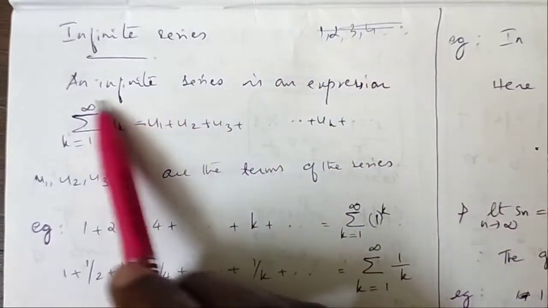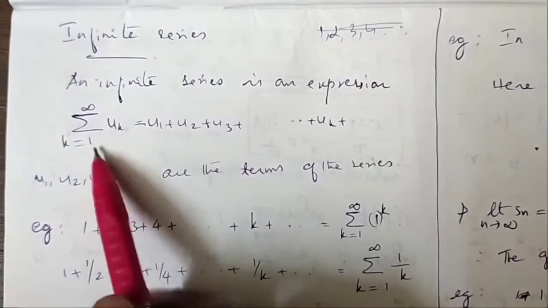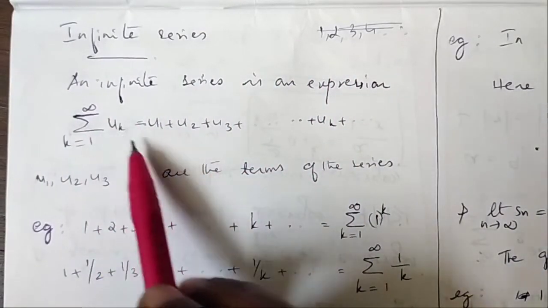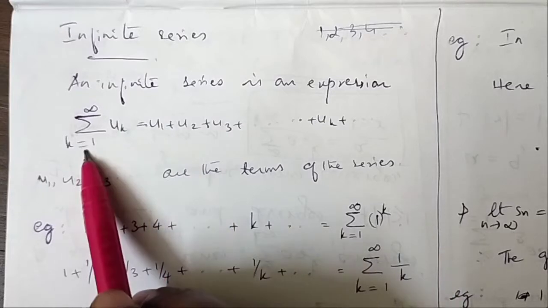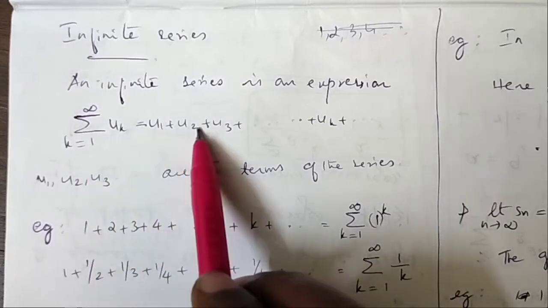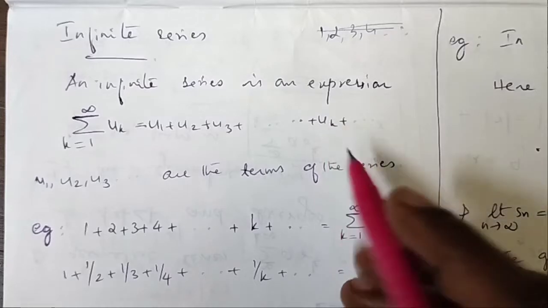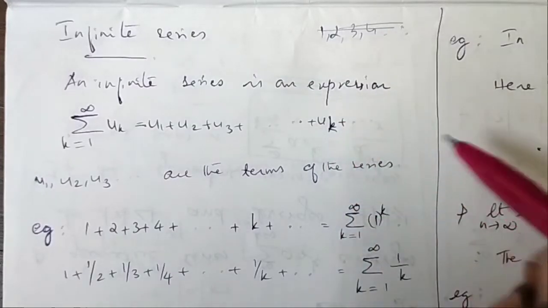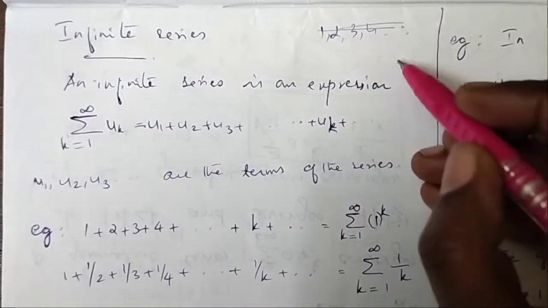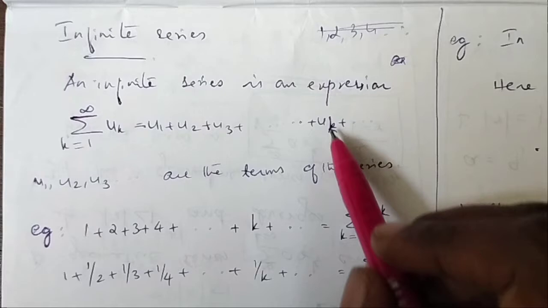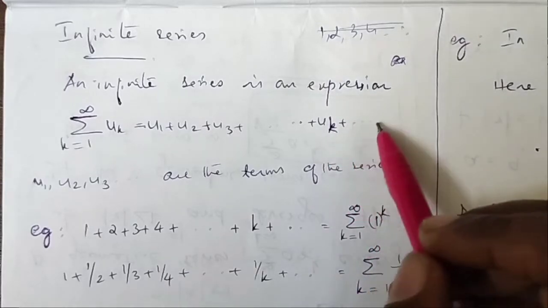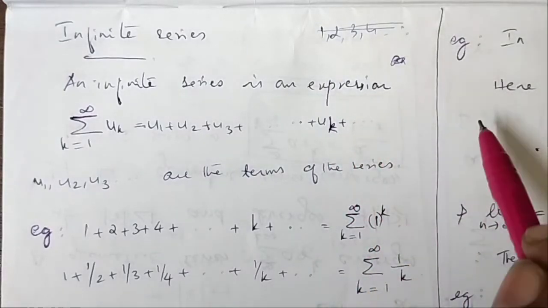But in series, the terms are to be added. Okay. So an infinite series is an expression sigma k from 1 to infinity uk. That is, if k is 1, u1. If k is 2, u2. If k is 3, u3, etc. There will be a kth term. General term is uk. So in sequence, we write the general term as an. But in series, we write the general term as uk. Etc. up to infinity. This is an infinite series, not a finite series.